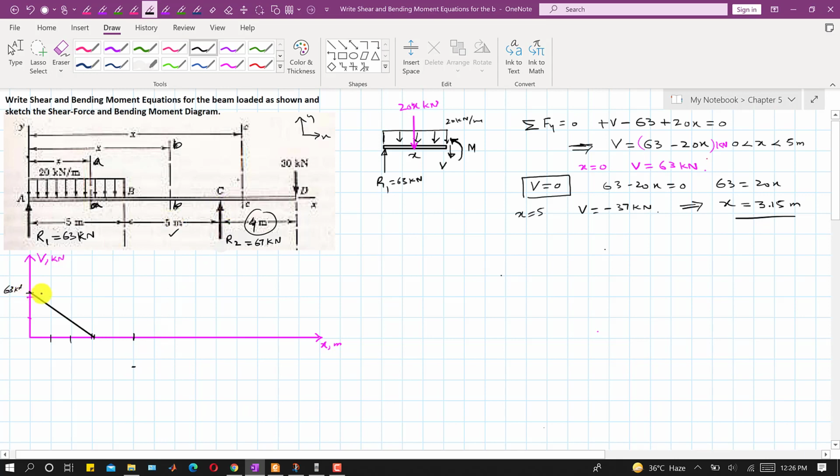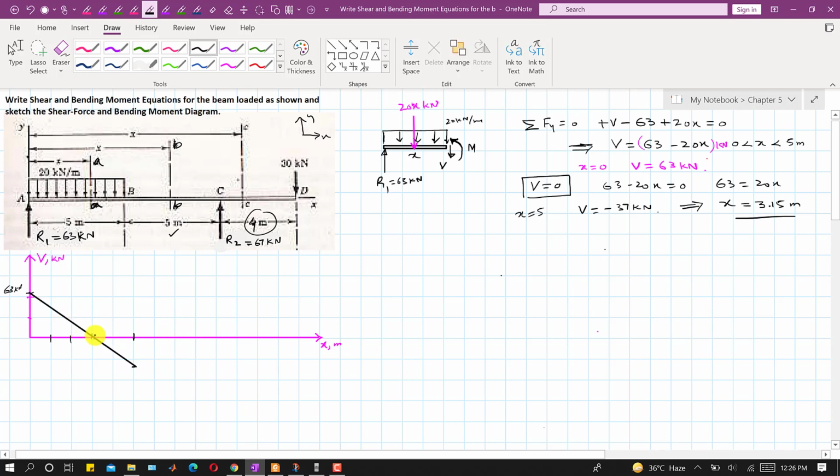So this means that this line will pass through the x-axis at 3.15 meters, and it will continue, since it's a straight line from x equal to 0 until x equal to 5 meters, right? So let me draw a continuous line from this 63 kilonewtons until that point.